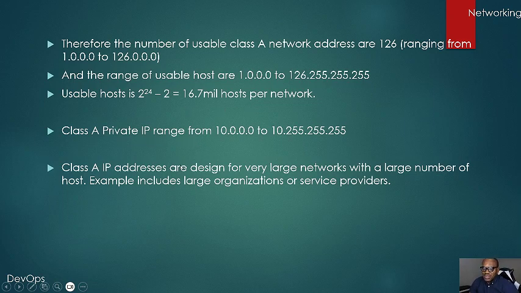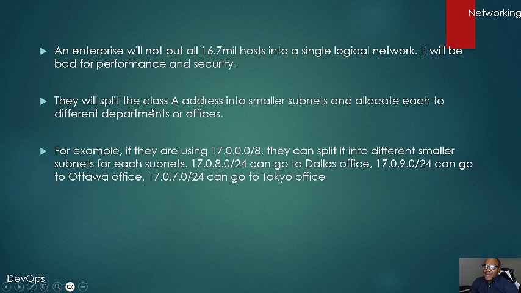So class A IP addresses are designed for very large networks with a large number of hosts and can be used in large organizations or internet service providers. An enterprise would definitely not put all 16.7 million hosts in a single local network. It would be bad for performance and security. So they will split them into smaller subnets and allocate them to their different departments.